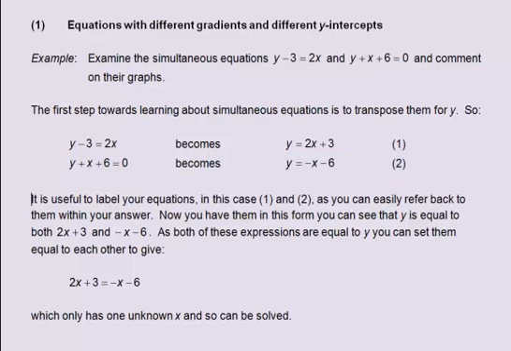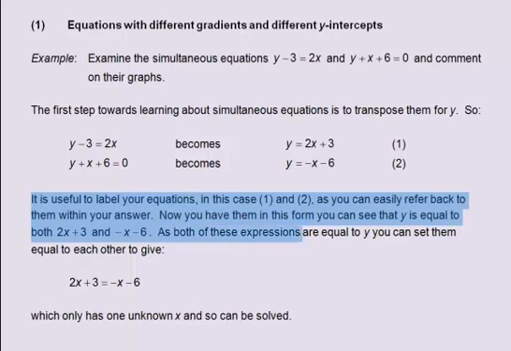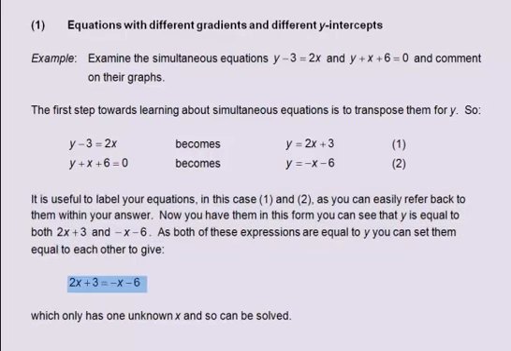Equation 2. It is useful to label your equations, in this case 1 and 2, as you can easily refer back to them within your answer. Now you have them in this form, you can see that y is equal to both 2x plus 3 and minus x minus 6. As both of these expressions are equal to y, you can set them equal to each other to give 2x plus 3 equals minus x minus 6, which only has one unknown, x, and so can be solved.